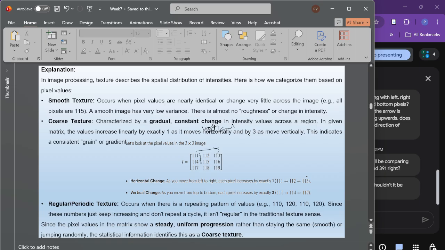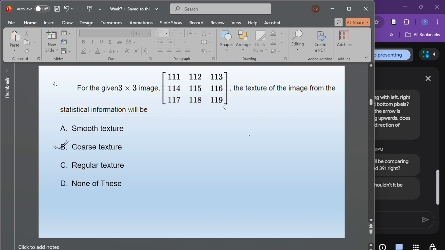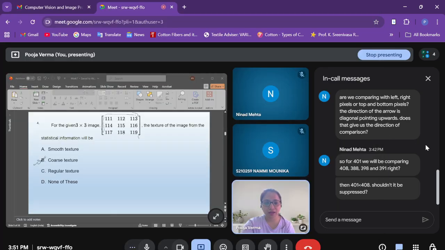Since the pixel values in the given matrix show a steady, uniform progression rather than staying the same, or smooth, or jumping randomly, the statistical information that identifies this is a coarse texture. This is a feature of the coarse texture. Option B is the correct answer for this question, as it is increasing by 1 for every pixel value horizontally and increasing by a constant 3 vertically. Okay, so that's why this is a coarse texture. This is an example of the coarse texture. Is it fine? Have you understood this question?